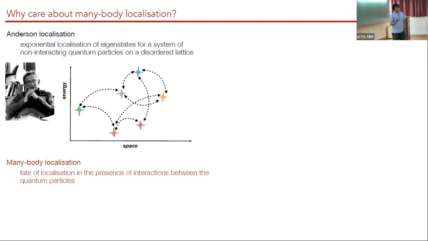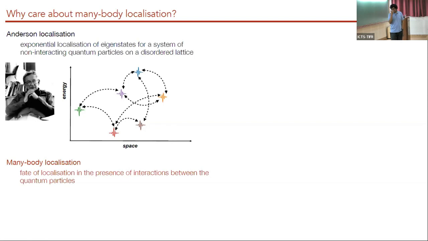Now, while that was a huge thing, there was a natural question: in real life, quantum systems or any systems are not non-interacting, they interact. So there was the question of what is the fate of localization in the presence of interactions between these quantum particles? It might have been thought that it's a rather simple question, just the next obvious step, and that you'd be able to answer it very easily. But this is a topic that's been going on for a few decades now.